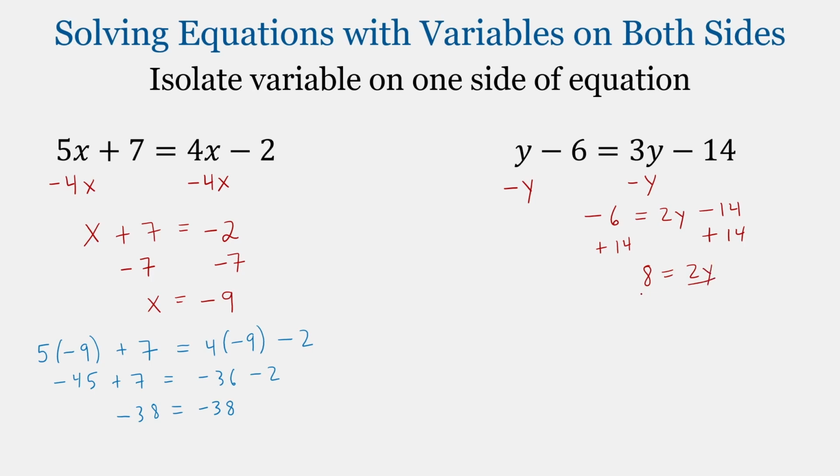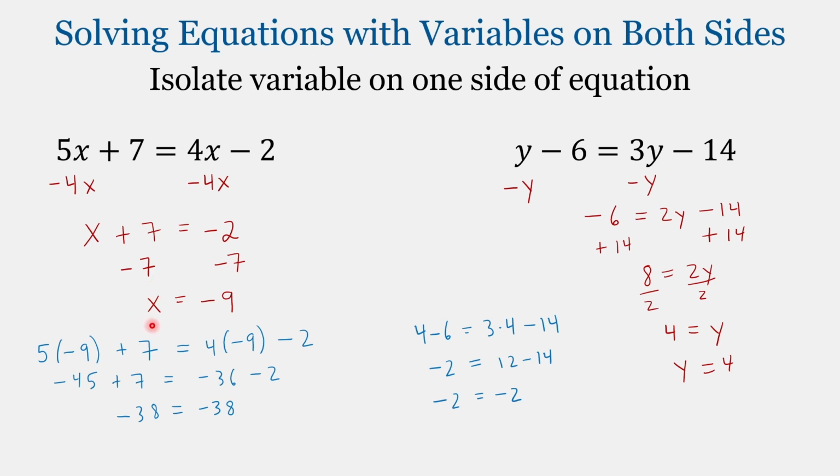And then we'll divide both sides by 2. And we end up with 4 equal to y. And we can rewrite this as y equal to 4. Checking our answer, we have 4 minus 6 equal to 3 times 4 minus 14. 4 minus 6 is negative 2, and that's equal to 12 minus 14. Bring this negative 2 down again. Negative 2 equal to negative 2.